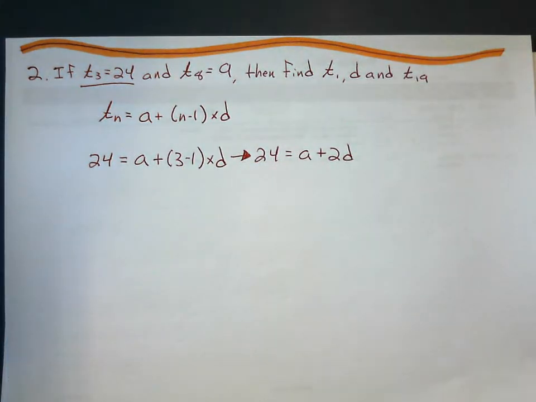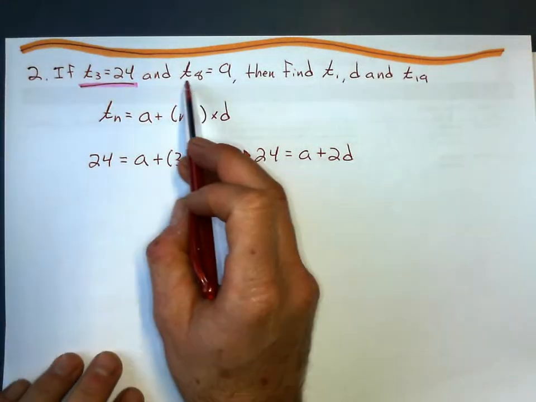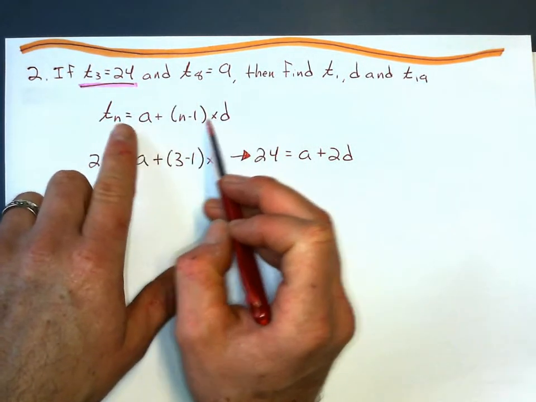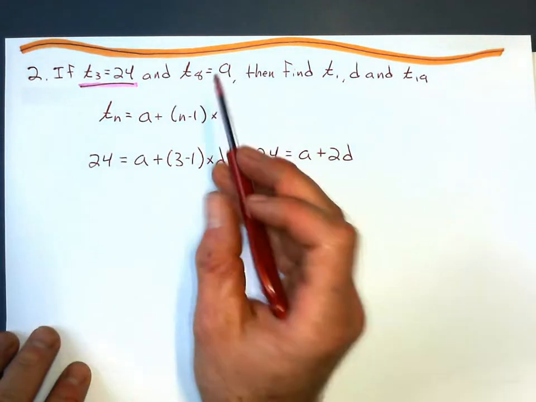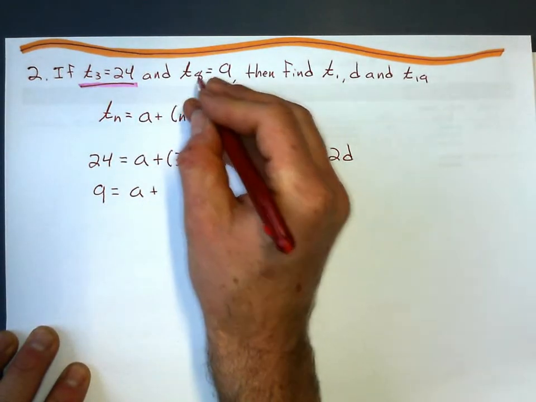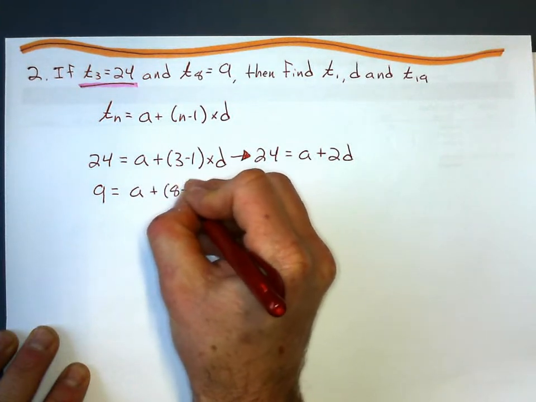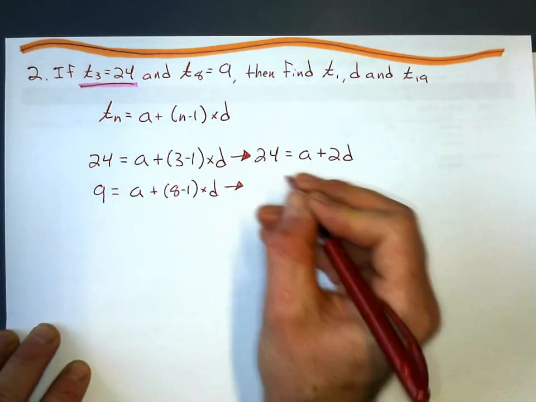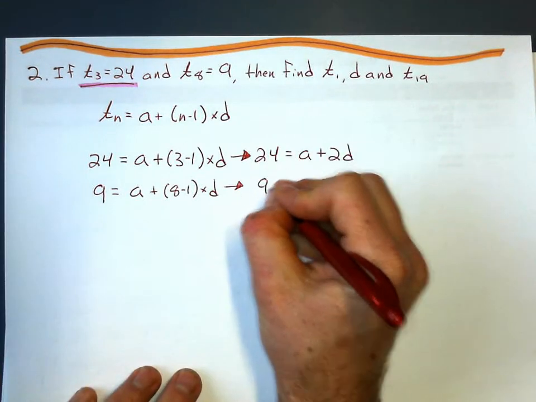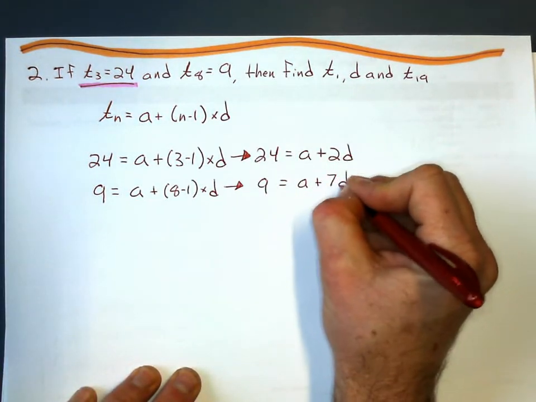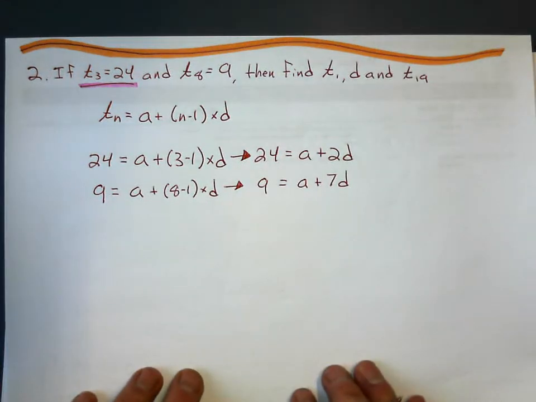Okay, next up I'm going to look at this one, and I'm going to substitute what I know into my general formula here. The value of that term is 9. I still don't know what the first term is yet. n is 8, 8 minus 1. And I don't know my common difference yet, that's times d. And that simplifies to 9 equals a plus 7d.